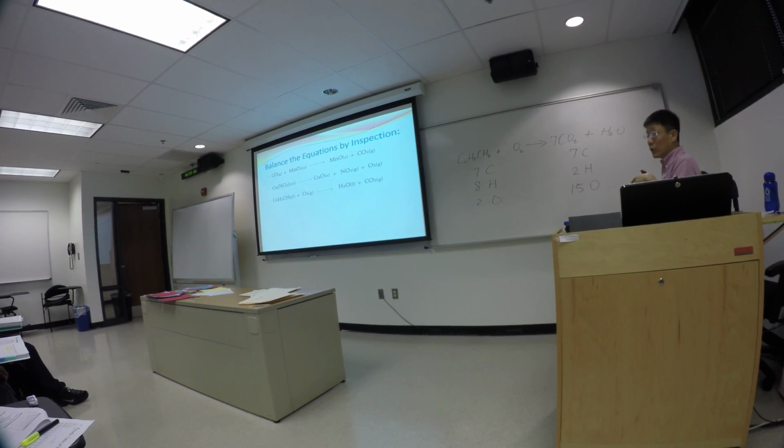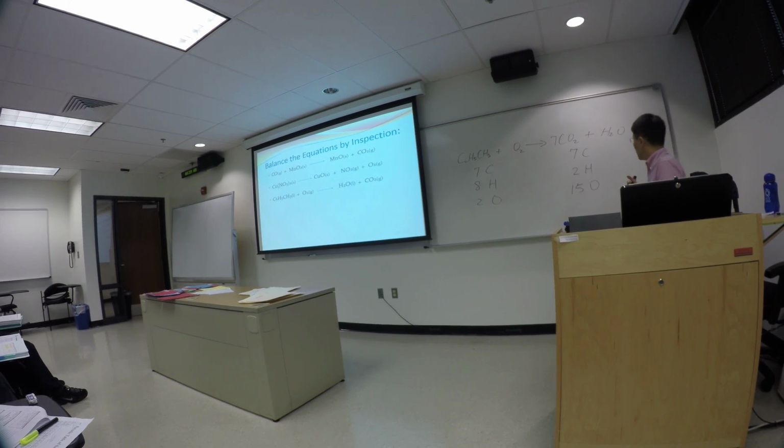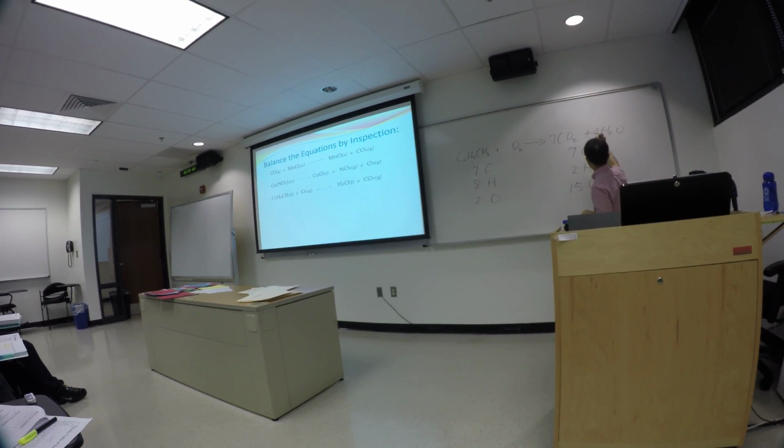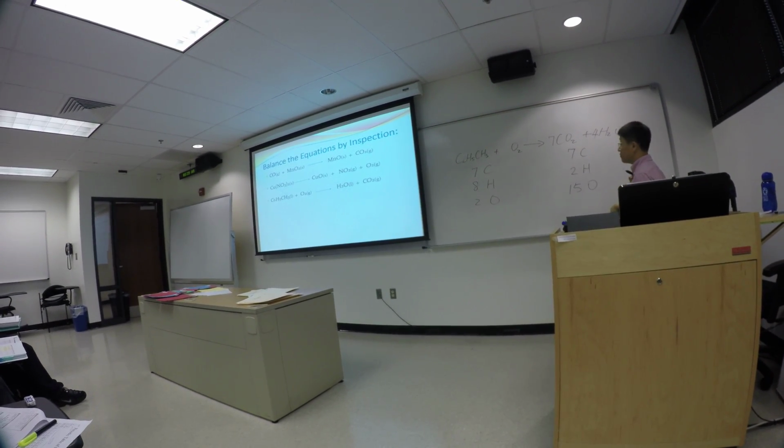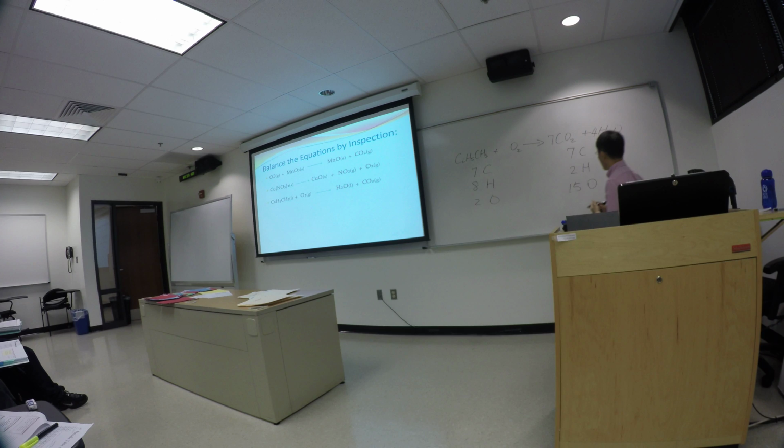Now we have 8 hydrogen on the left. What do we need to do to the water? 4. Now we'll put 4 in here. That will give you 8 hydrogen. Now we'll also change the number of oxygen there. Now you have 18.